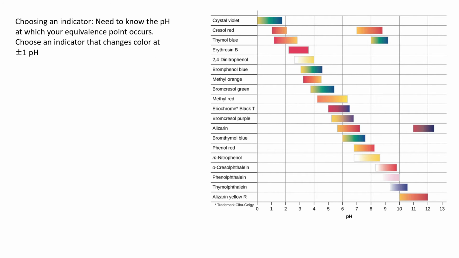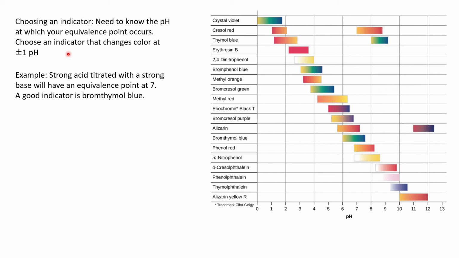All right, so how do we choose the indicator we want for our titration? So the first thing you need to know is you need to know your pH at your equivalence point. Then you want to choose your indicator that changes color at about plus or minus 1 pH unit. So for example, let's say we have a strong acid and we titrate it with a strong base. That is going to have an equivalence point with a pH of 7.